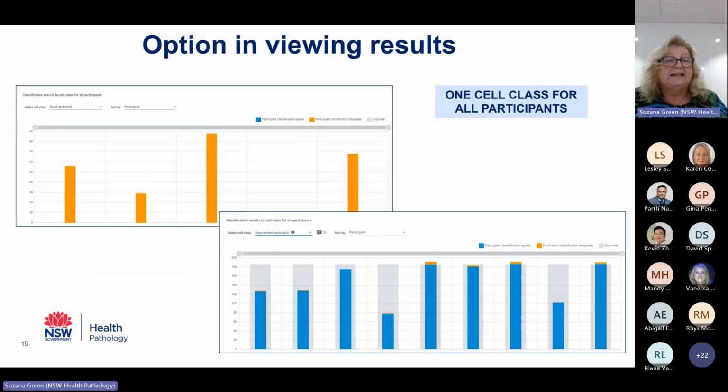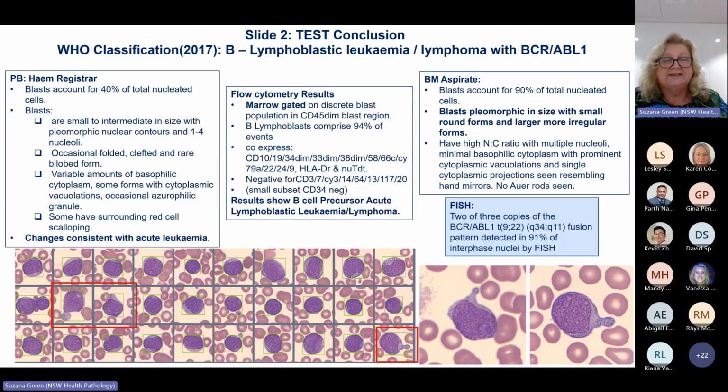Another way is looking at cell classes. So all the participants for, say, the neutrophils and for the band forms. So there's so many ways of viewing how participants have gone in this survey.